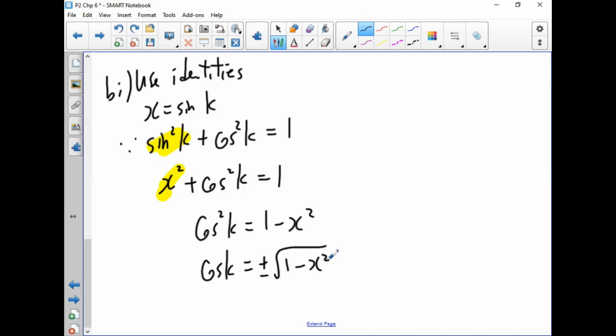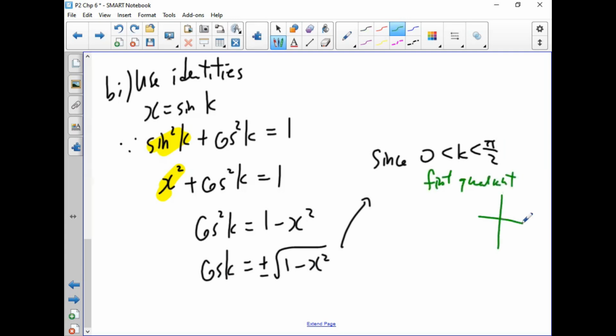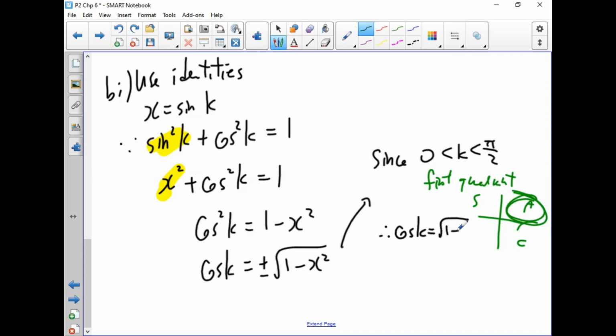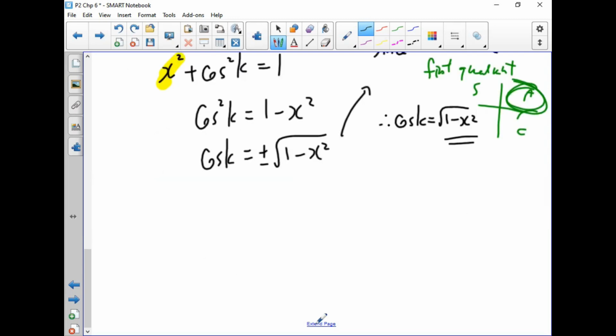But since k is between 0 and pi over 2, that's the first quadrant. If you remember the class diagram, CAST, we're here, the first quadrant. Therefore cos is positive. That's the proper answer: cos k equals the positive square root of 1 minus x squared. So we ignore the negative. When you square root, there's a plus and minus, so we can still justify why it is positive, not negative. Part B2, let's do that.